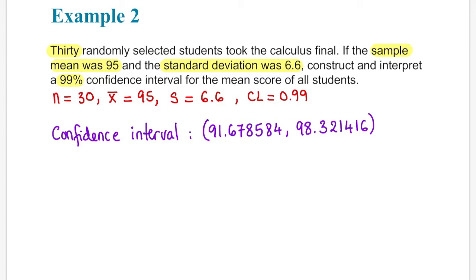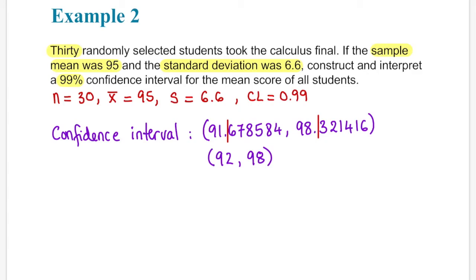In this problem, there was no instruction on how to round these numbers. Now I have 2 case scenarios. One is when the raw data is given. Two, when the summary statistics is given. In this problem, I'm given the summary statistics. So I will round these 2 numbers to the same number of decimal places as my sample mean. Sample mean is a whole number, so I'm going to round these 2 numbers to whole numbers. My confidence interval is from 92 to 98.